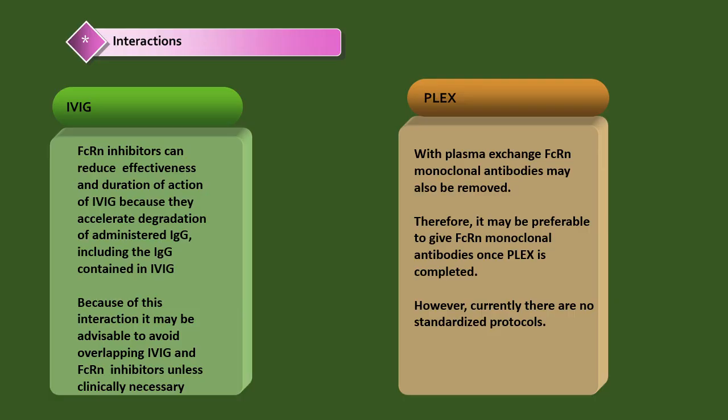PLEX. With plasma exchange, FcRn monoclonal antibodies may also be removed. Therefore, it may be preferable to give FcRn inhibitors, which are monoclonal antibodies, once PLEX is completed. However, currently there are no standardized protocols.